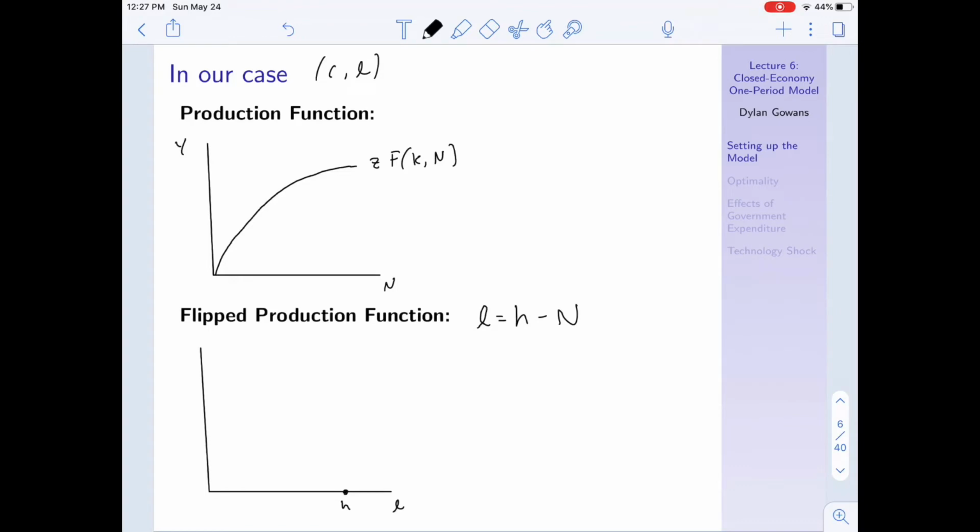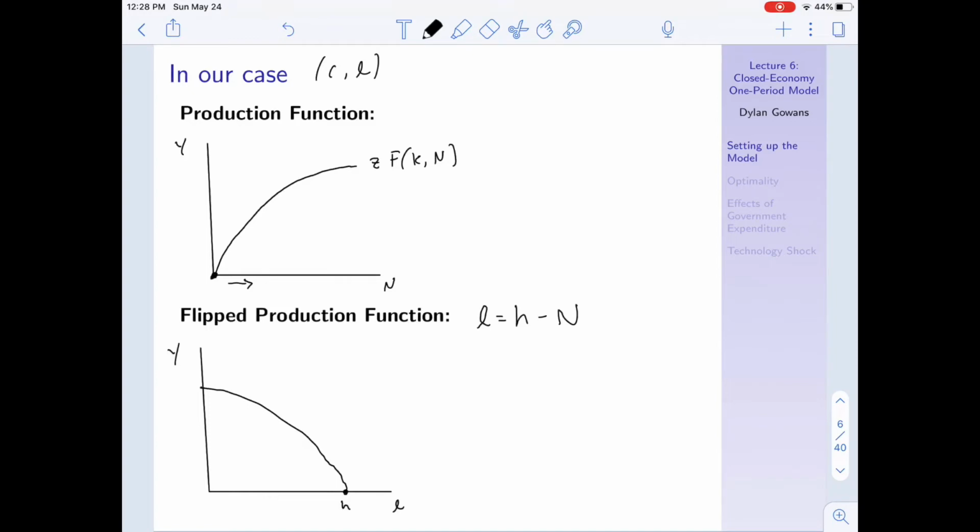And so that means that 0n, so zero amount of labor supplied, is equivalent to leisure equal to h. And then as I increase labor supplied, that's the equivalent of decreasing leisure. And so you'll notice that we can express this production function in this way, in terms of leisure instead of labor. And so now you'll notice we're already getting there.